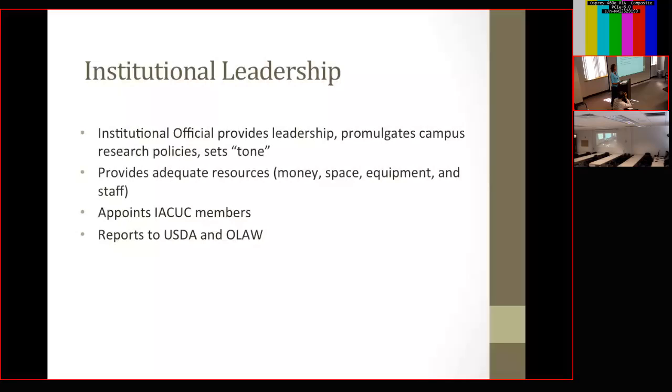The IO also has to have the power to allocate resources to maintain quality animal care and high-level research. They are the one who appoints members to the IACUC, and they're also the one that provides an annual report to the USDA and OLA every year. We're actually very lucky here at Tulane. We have an excellent institutional official who really believes in the need for high-quality animal research, and she actually uses animals in her own research, so she understands the unique needs and challenges that y'all face as animal researchers.